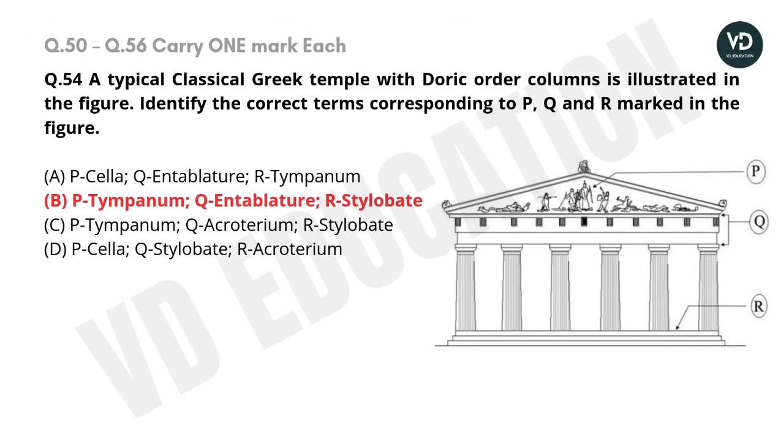Question number 54. A typical classical Greek temple with a Doric order column is illustrated in the figure. Identify the correct terms corresponding to the P, Q and R marked in the figure. Options they have provided, and the correct option is B. In this type of question, you need to recognize the nomenclature of the building elements from the history of architecture.